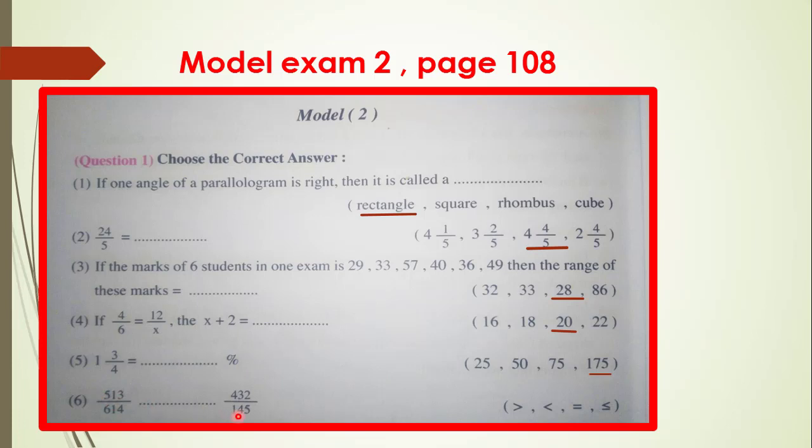Here we have two fractions. The first one, 513 over 614. This is proper fraction. The second one, 432 over 145. This is improper fraction. So this fraction is smaller than the next fraction. So I choose less than. Any proper fraction is less than any improper fraction.